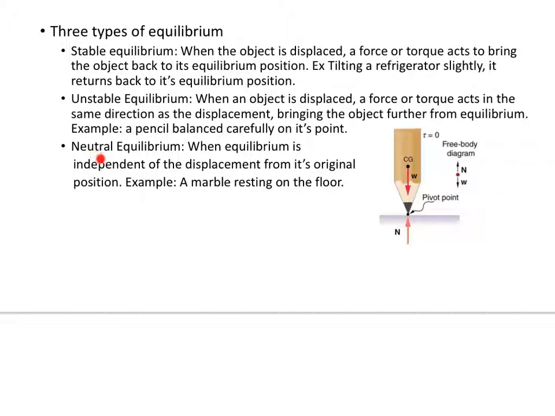Okay, so the last one is neutral equilibrium, and here equilibrium is independent of its displacement from the equilibrium position. So if you have a marble resting on the floor, you displace it slightly, the marble moves to the right here a little bit, its displacement is now changed from its original position, but yet it's still in equilibrium. So the equilibrium position is independent of its displacement from the original position.